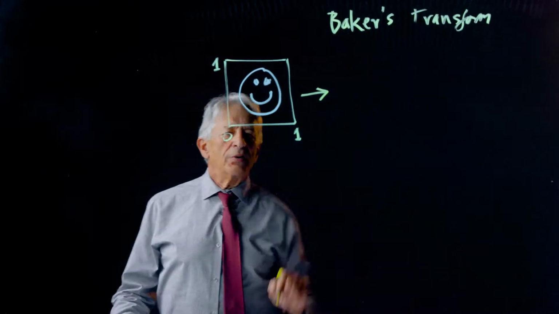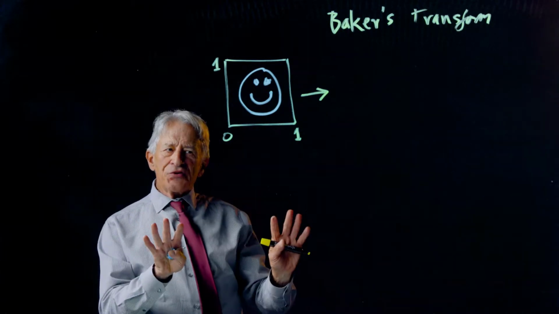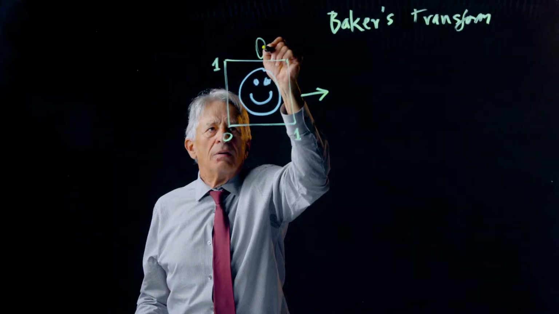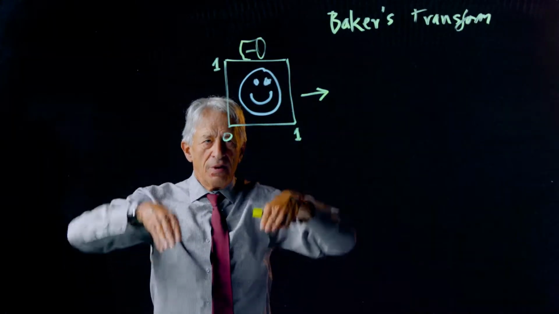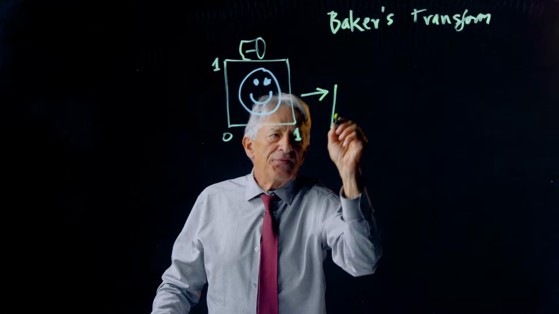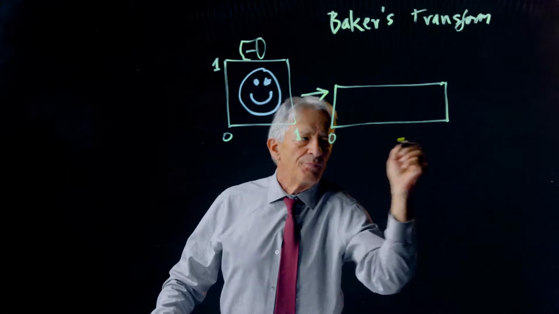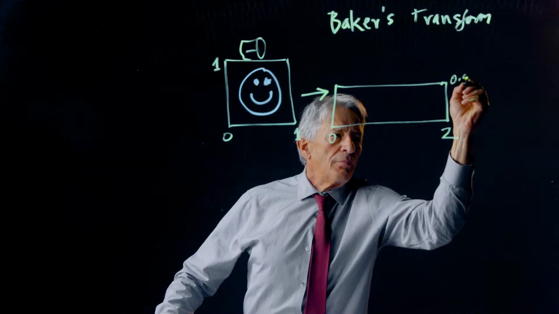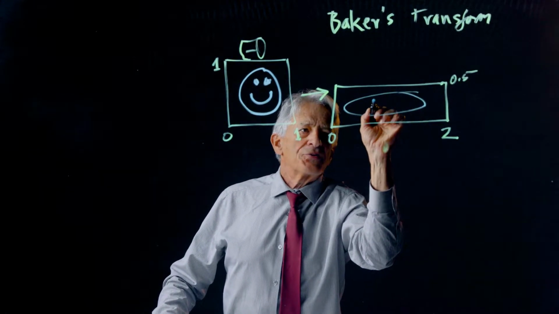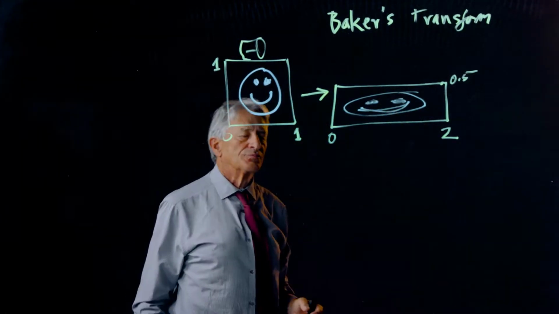Now, we're going to take that, and this is a discrete time system. Our first act is going to be to take a rolling pin on top of this and roll it down so that it is half the height and twice the width. And then Mr. Happy is going to look like this.